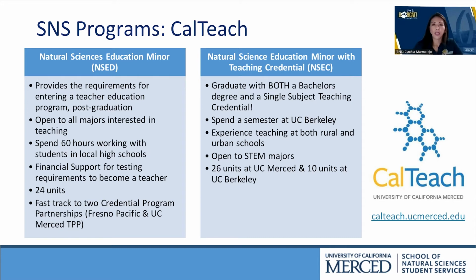We also have the natural science education minor with teaching credential. And this is open. So what's awesome about this is you can graduate with both your bachelor's degree and a single subject teaching credential. So by the time you graduate from UC Merced, you're done with your teaching credential. So it's amazing. You get to spend a semester at UC Berkeley. You get to experience teaching in different settings, and it's open to all our STEM majors. And it's 26 units at UC Merced and 10 units at UC Berkeley. And we provide full support during that whole process.